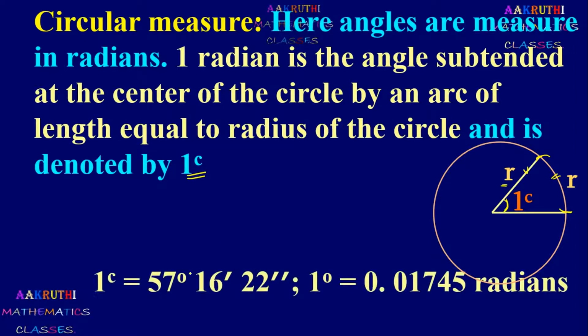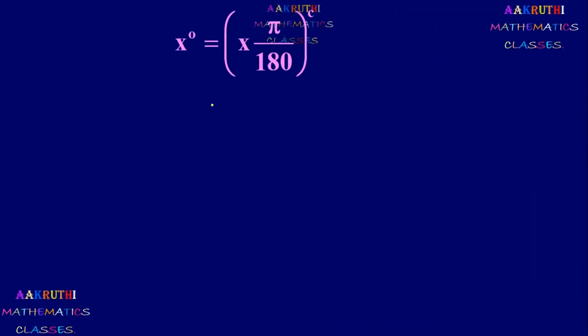So next we see the relation between radian and degree. 1 radian equal to 57 degree, 16 minutes and 22 seconds. Similarly, 1 degree equal to 0.01745 radians.